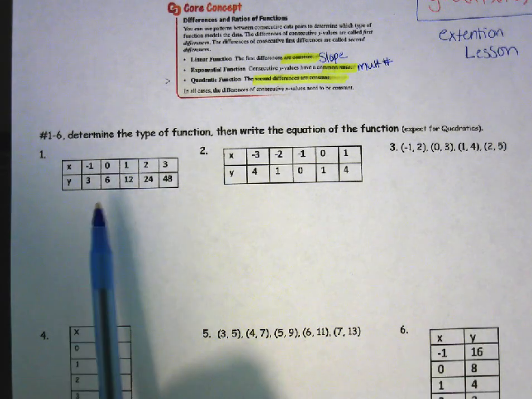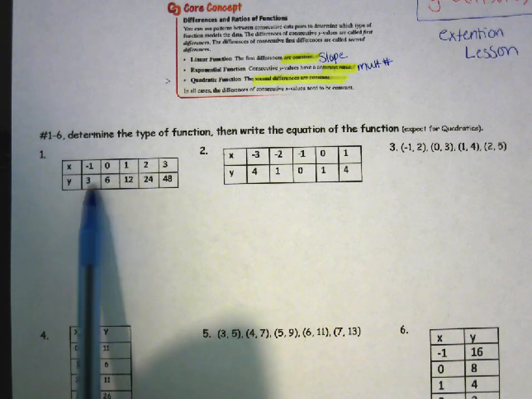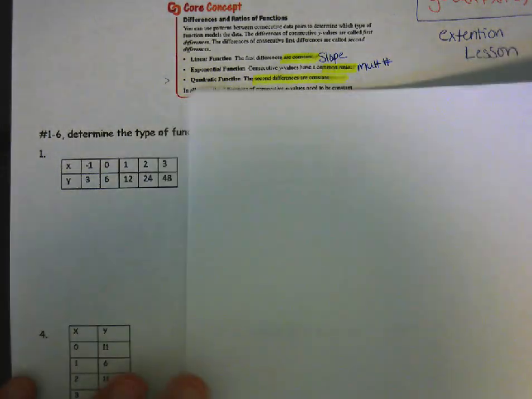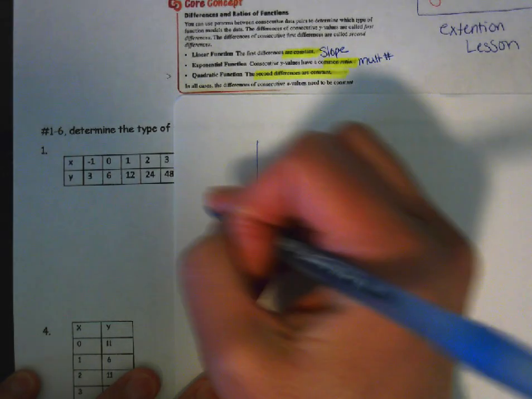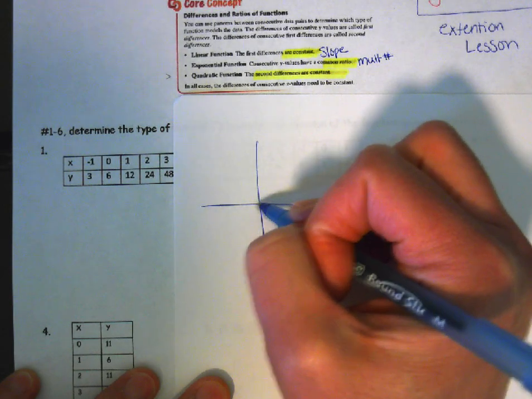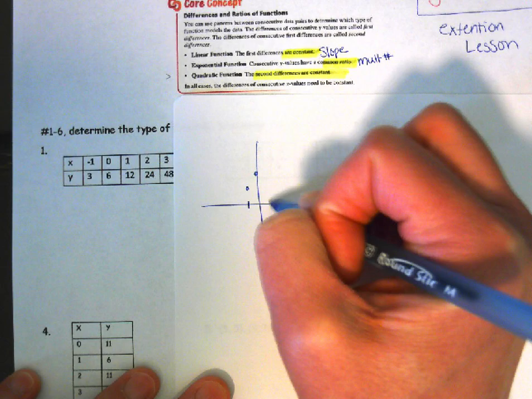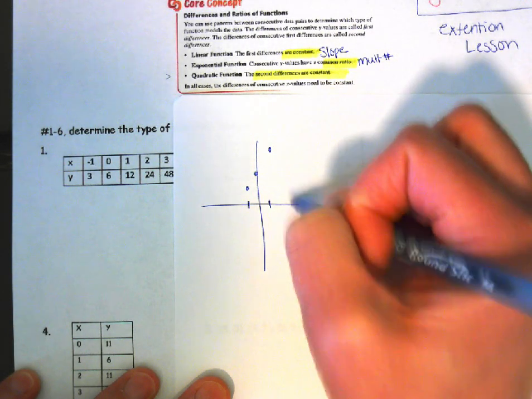So let's take a look at number 1. So you have your x's and your y's, and if you wanted to, I know you probably don't have graph paper there, but you could draw yourself a rough sketch of this if you wanted: -1, 3, 0, 6, 1, 12, 2, 24.